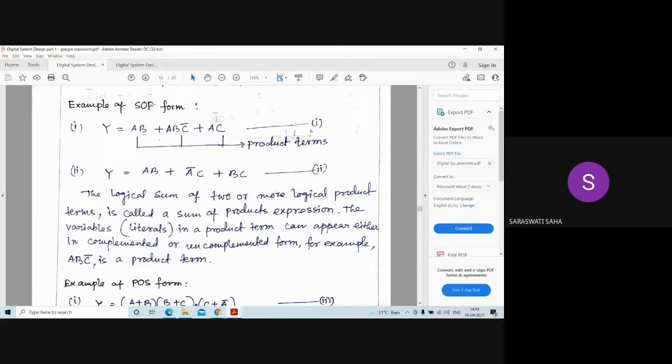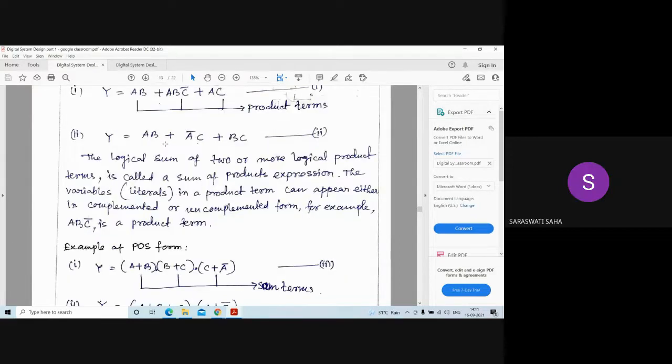Clear? This kind of representation is known as sum of product form. Is it clear? Yes, ma'am.